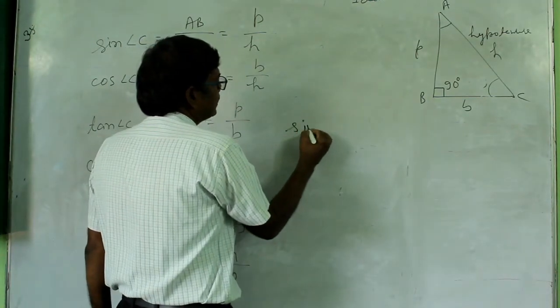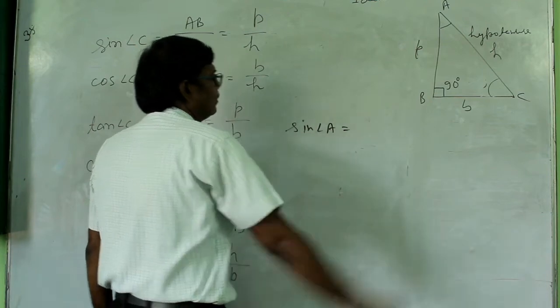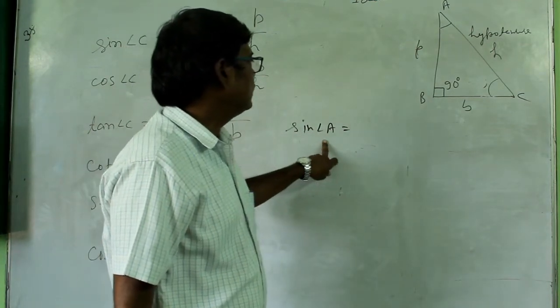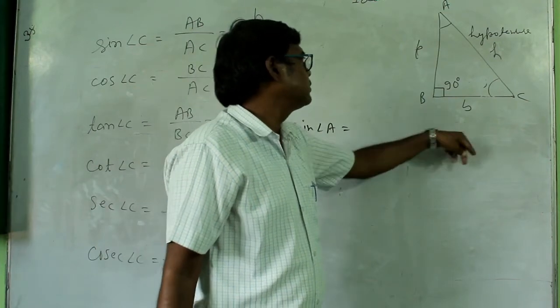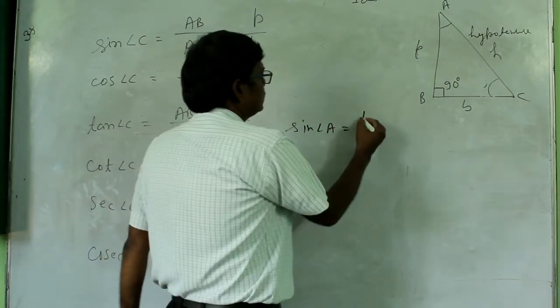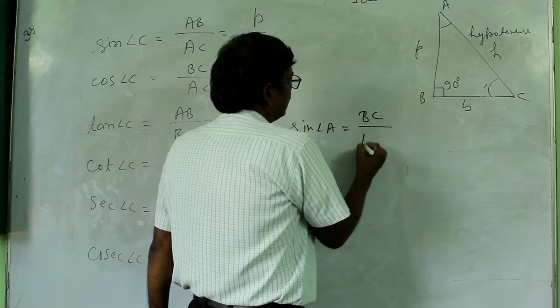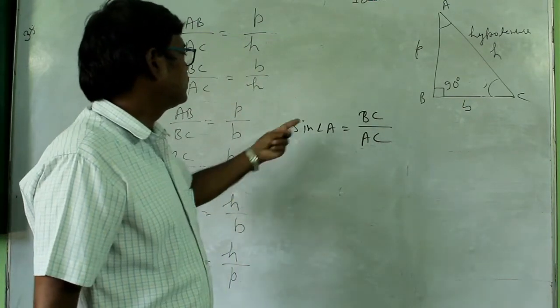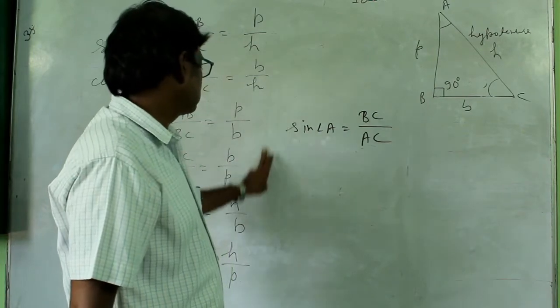Like if you write the sine of angle A, then in this case you will have BC by AC. That is, BC will be the perpendicular and AC will be the hypotenuse. So if you change the angle, then these things will be reversed.